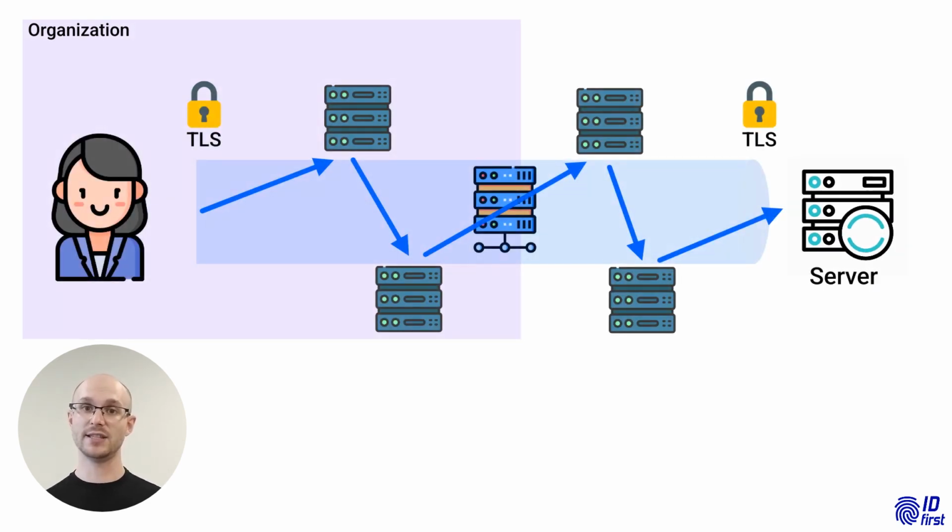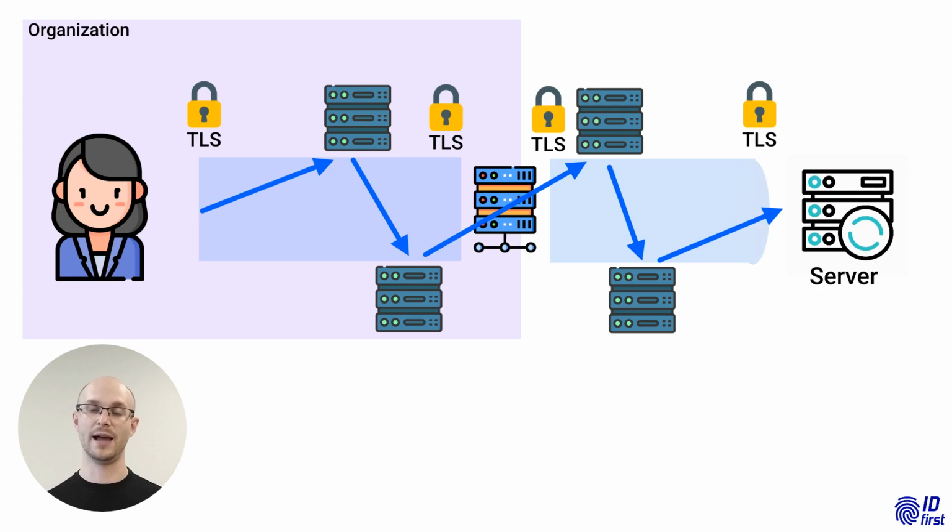The solution is a TLS terminating proxy. This proxy breaks the TLS connection, decrypts the data for inspection, and then re-establishes a new TLS connection on the other side. This allows traffic to be analyzed in plain text, letting organizations detect malicious activity. This setup is sometimes called man-in-the-middle, because the proxy acts as an intermediary that can read the traffic between the user and the server.